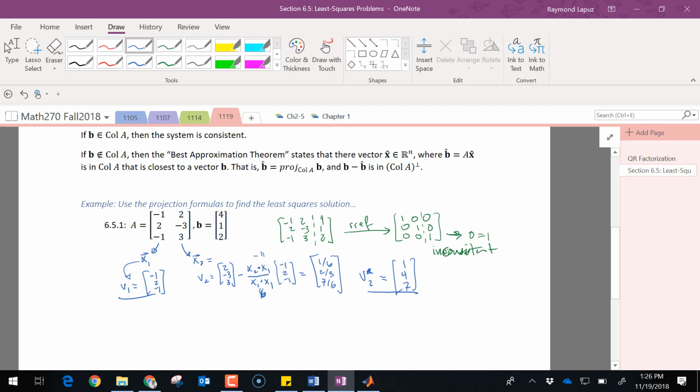So V1 and V2 would be an orthogonal basis. It's not orthonormal because it's not unit length, but at least it's an orthogonal basis for the subspace of column A. So if I want to project B onto column A, that's what B hat is. That's the B that we're looking for.